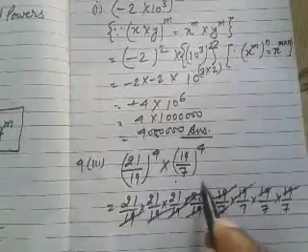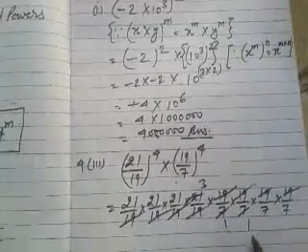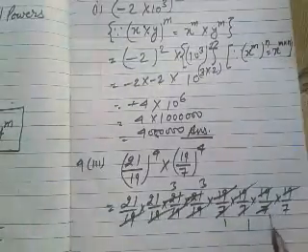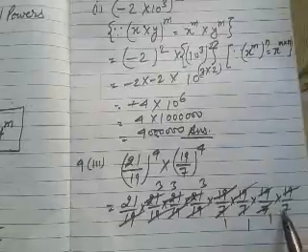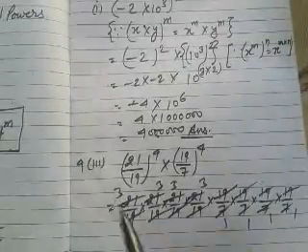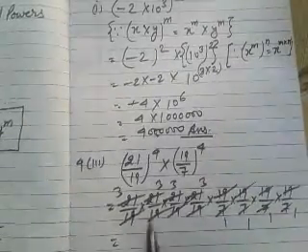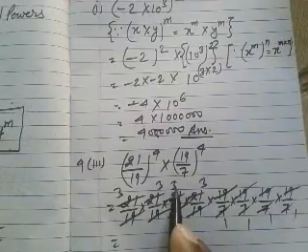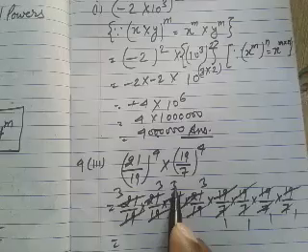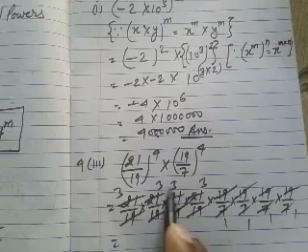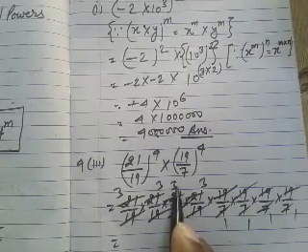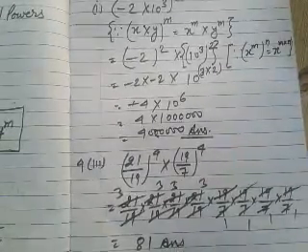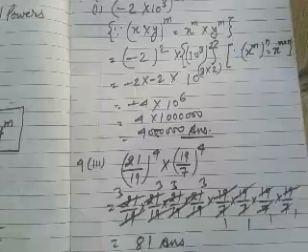7 1s are 7, 7 3s are 21, 7 1s are 7, 7 3s are 21, and so on. So we will get here 3 3s are 9 and 9 3s are 27 and 27 3s are 81. So our answer is 81.